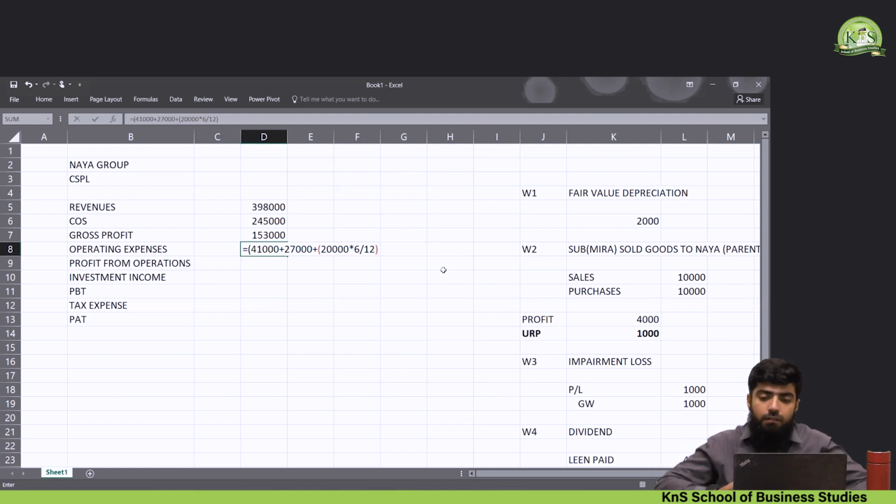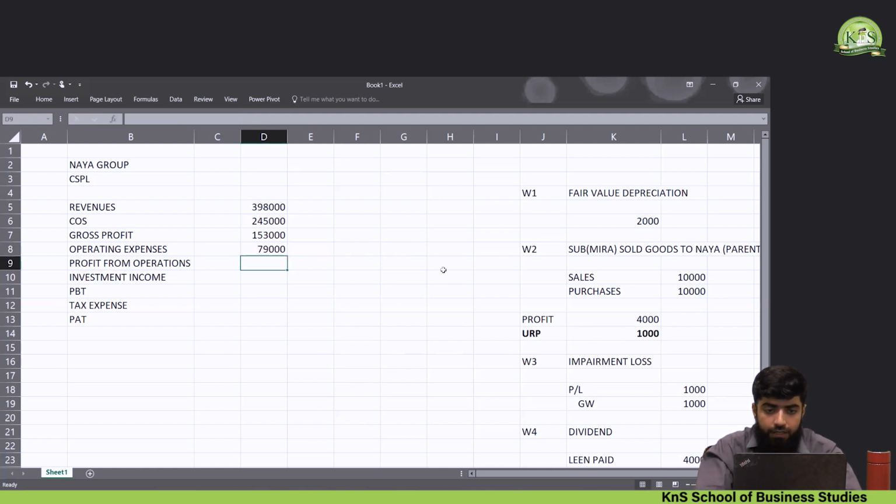Now let's recall if there is any adjustment required. Yes, the adjustment of impairment loss is required. This will increase the amount of operating expense by 1,000. Any other adjustment required? No. So we total it, and the operating expense is 79,000. So gross profit minus operating expenses, the profit from operation is 74,000.